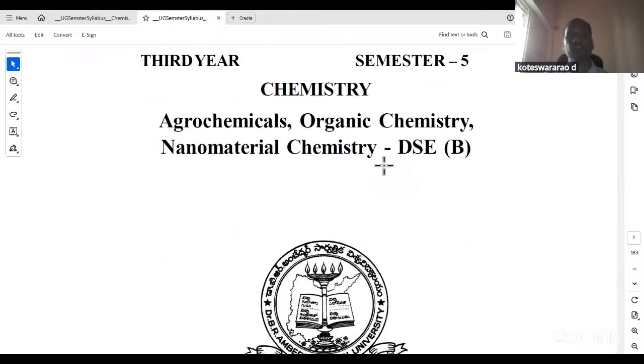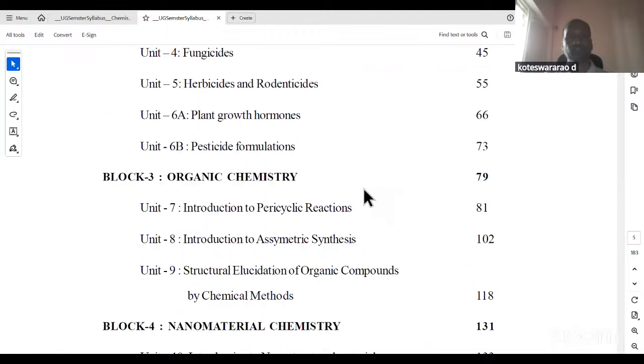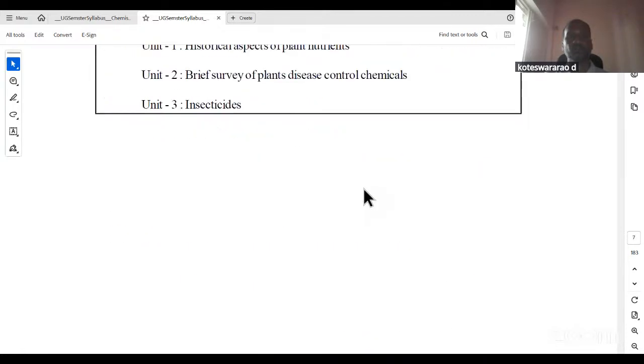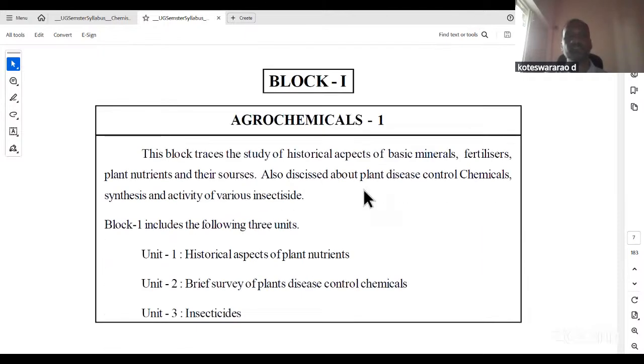Now I'm going to start the first block. That first block is agrochemicals 1. In that agrochemicals, the first unit, historical aspects of plant nutrients. Historical aspects of plant nutrients.